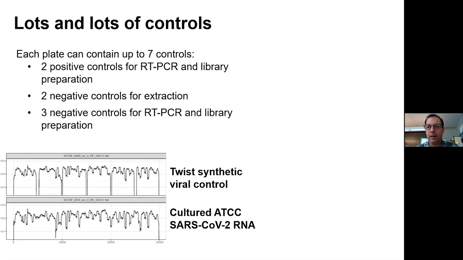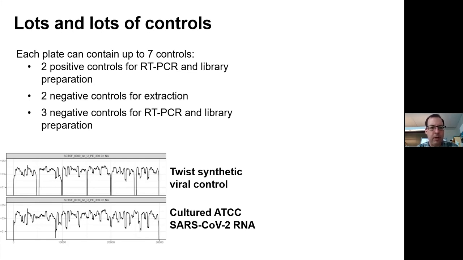And so when we look at the coverage values, the coverage plots for each of these controls, we can start to infer various interesting things about what's actually happened. So I'm showing here good controls. There's a couple of less than good controls in the next slides. But the positive controls that we're using are both a Twist synthetic control. So Twist is a company that basically synthesizes the SARS genome and distributes it for use as a control.